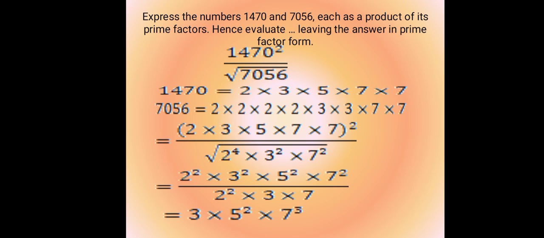Now we have 3 as the denominator, and we have 3 squared as the numerator. So they will cancel, and then we remain with only 1 3. So we have 3. And then we have 2 squared for the numerator, and we have 2 squared for the numerator. They will cancel, we have 1, only 1. So that our ultimate answer is 3 multiplied by 5 squared multiplied by 7 squared. And we have been told to leave the answer in that prime factor form. So that's the answer.